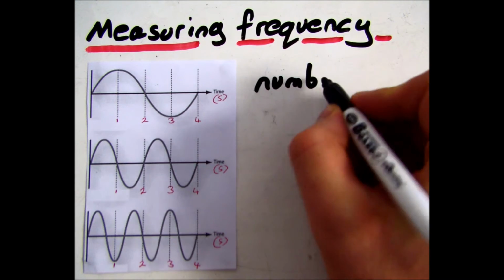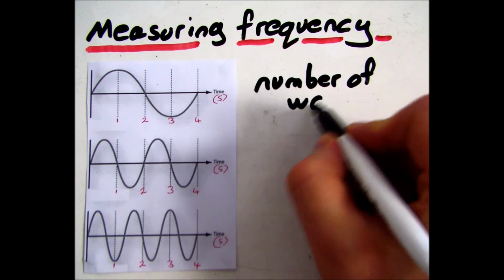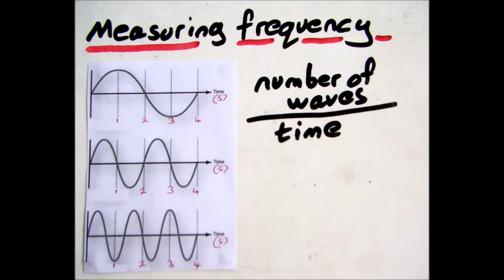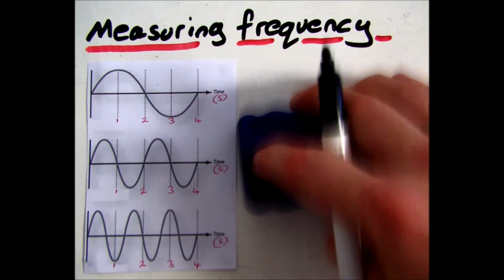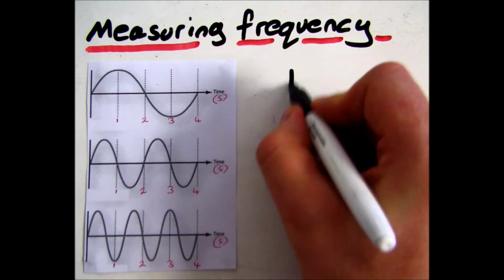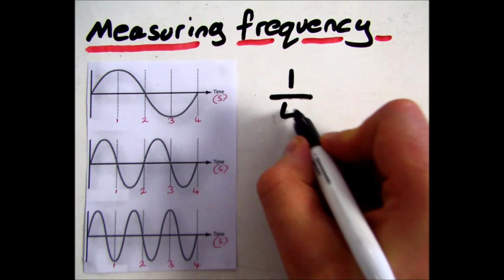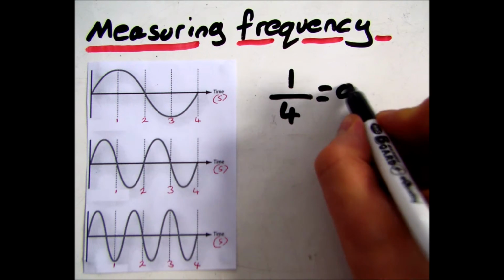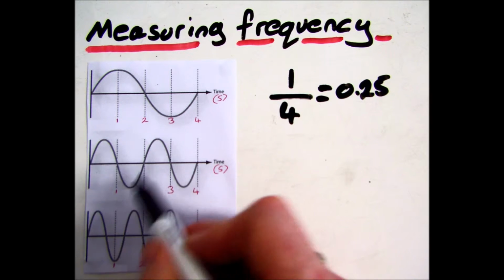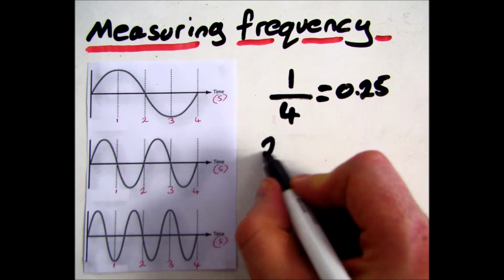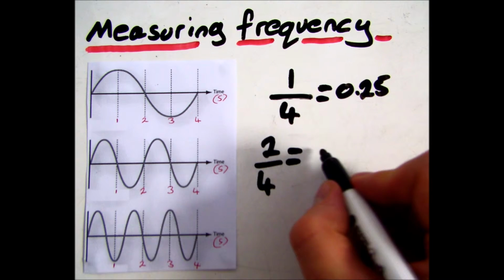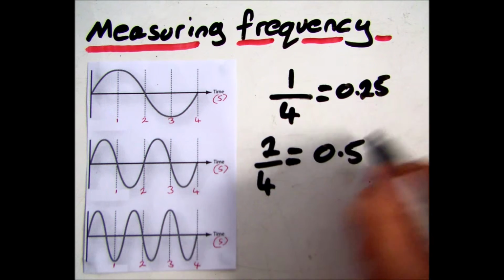So you might be asked to measure frequency from a wave diagram, and just remember that frequency is the number of waves divided by the total time taken. In the first one here we can see there is one wave in 4 seconds, so 1 divided by 4 equals 0.25 hertz. In the second one, we've got 2 waves in 4 seconds. So 2 divided by 4 equals 0.5 hertz.